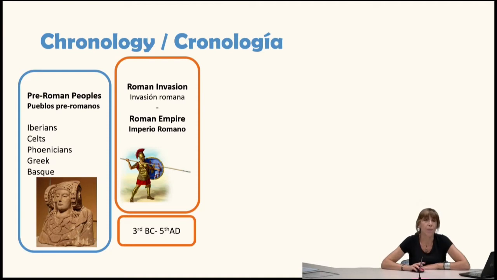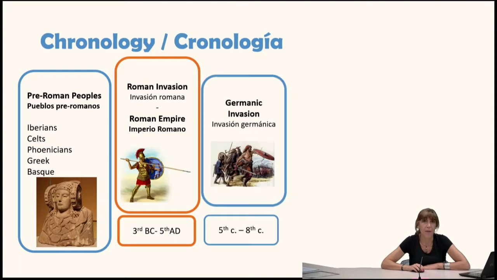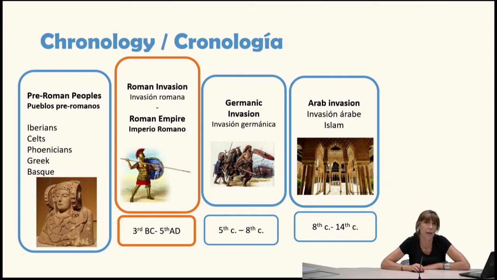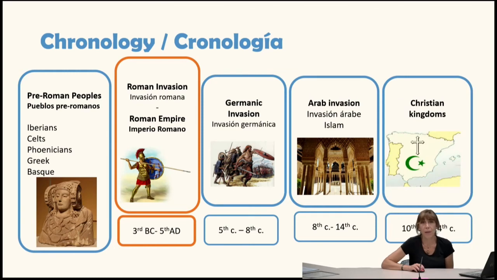The Roman Empire came to an end with the Germanic invasion and the invasion of some Germanic warrior tribes, which took place in the 5th century. After a little bit more than 2 centuries, the Arab invasion initiated a long period of Islamic rule in the Iberian Peninsula. Some Christian kingdoms were formed in the north of the Iberian Peninsula and started a race to conquer or reconquer this territory under a Christian rule.